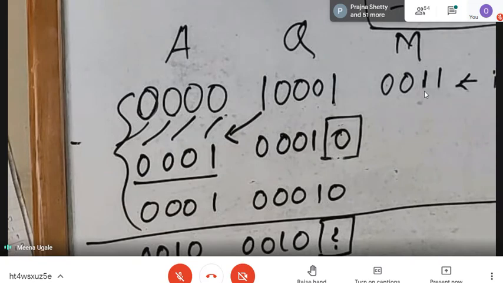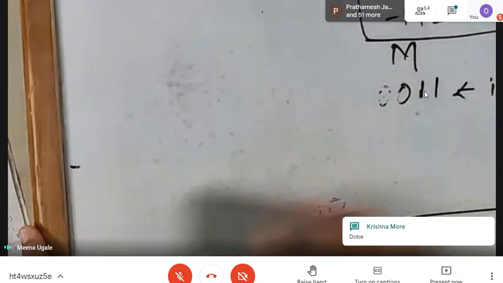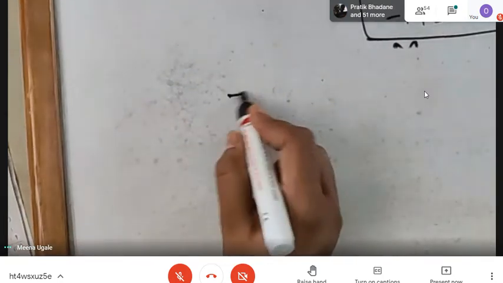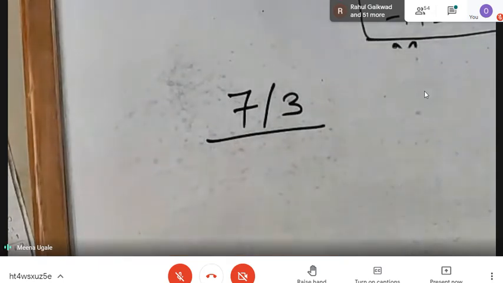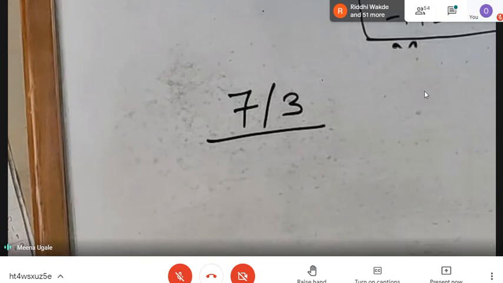7 divided by 3. Go for the next one. I'll just clear the screen here. 7 divided by 3. Ask in one of the papers. Restoring division for 7 divided by 3. Those who have finished can try this. Start this.